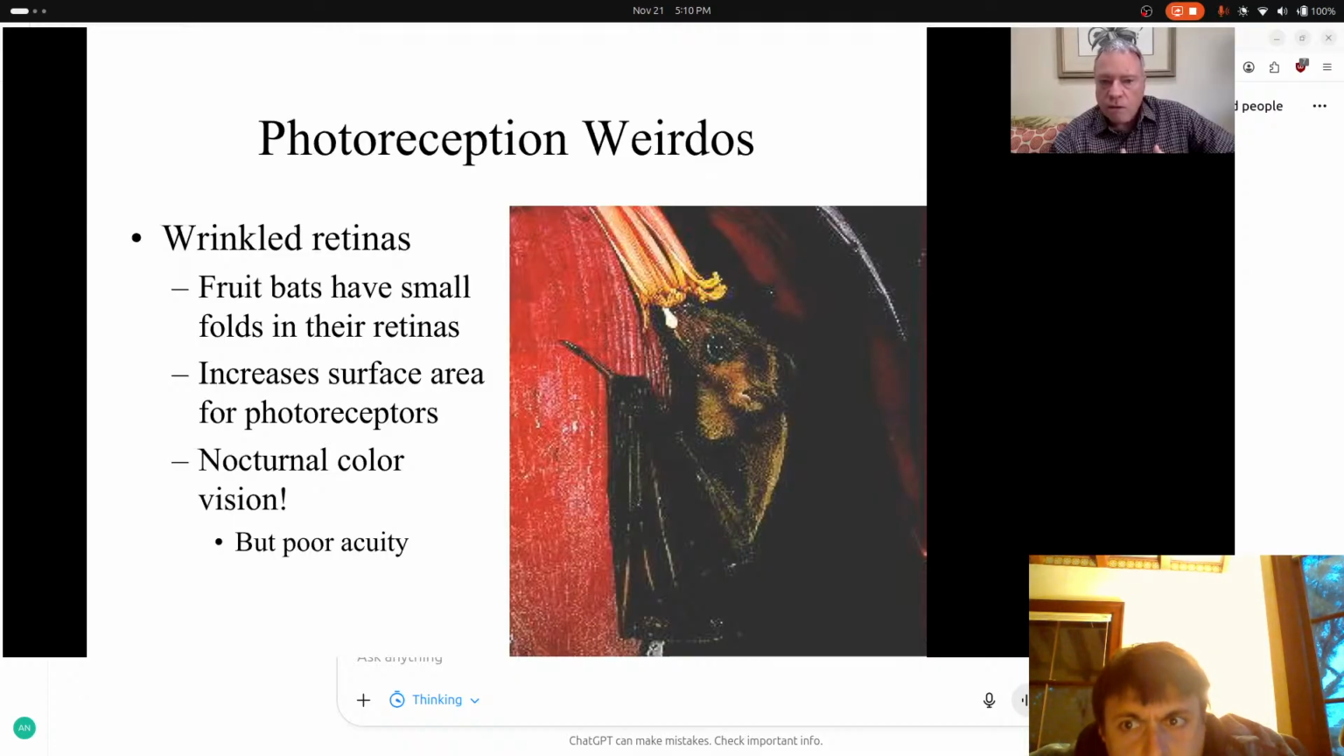So how can we increase the sensitivity of our eye and still have color vision? Well, you increase the surface area of your retina. And how do we typically increase the surface area of any sort of organ? We wrinkle it. And so they actually have a wrinkled retina to increase the surface area. Now that's going to inhibit your ability to focus for high acuity vision, but we don't need high acuity vision. We're looking for sensitivity here. So we have color vision and sensitivity by increasing the surface area of the retina by wrinkling it. So, nocturnal color vision.